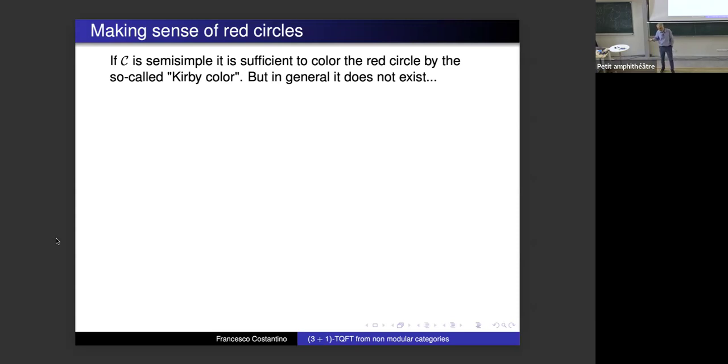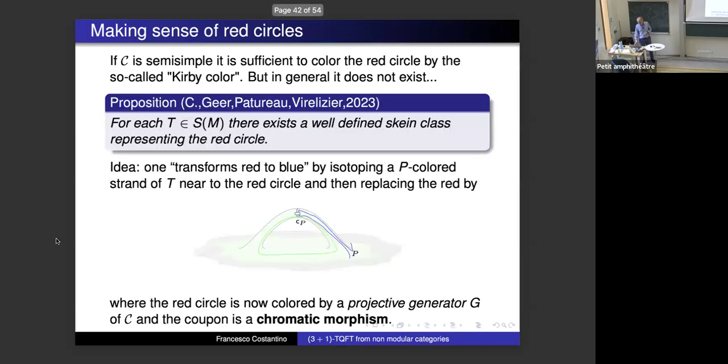the direct sum of all the simple objects of your category multiplied by scalars, which are their quantum dimension. This is what topologists call the cubicolor. You can slide on it and everything is fine. But in general, it doesn't exist. If the category is not semisimple, this doesn't exist.